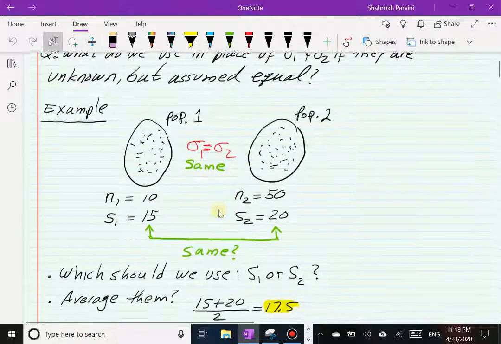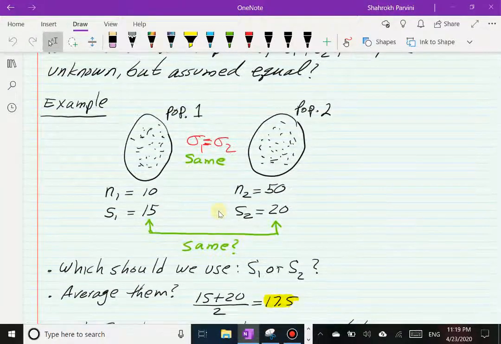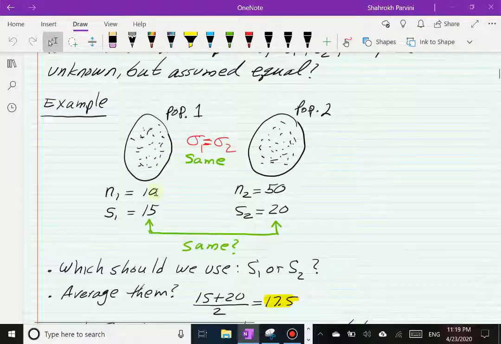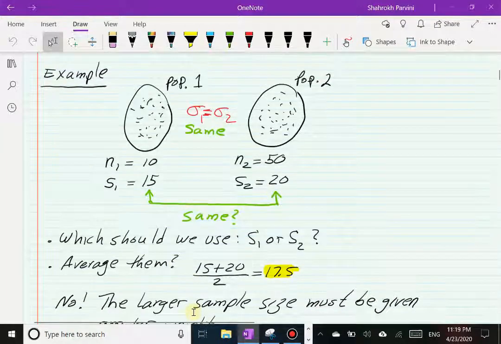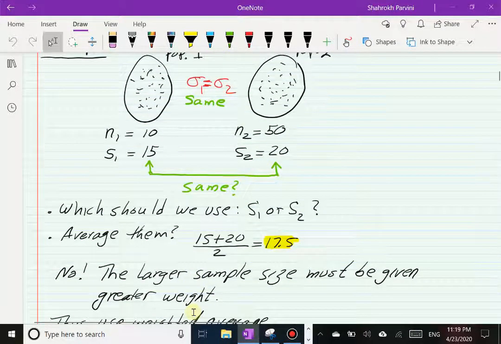Now, the sensible answer would be this. Why don't we average them? I cannot say it's 15, and I cannot say that it's 20. Because if I say it's 20, I've ignored information in the first sample, and if I say it's 15, I'm ignoring information in the second sample. So why don't we average them? I guess that would be sensible. Now, averaging them assumes that the samples are the same size.